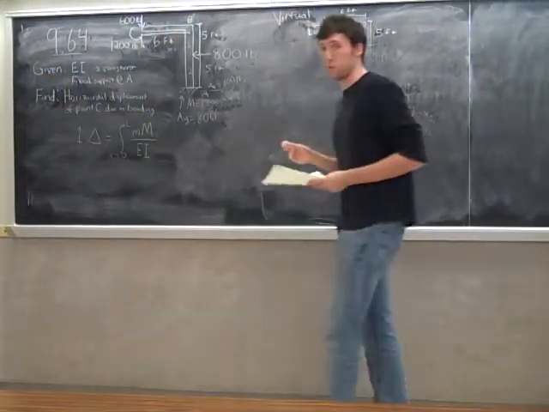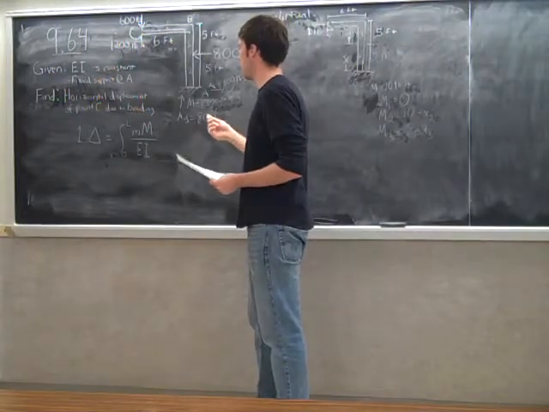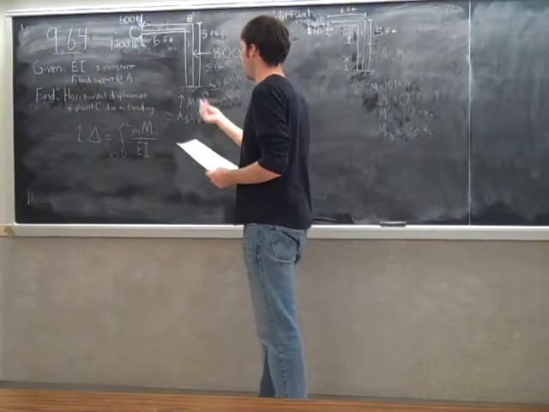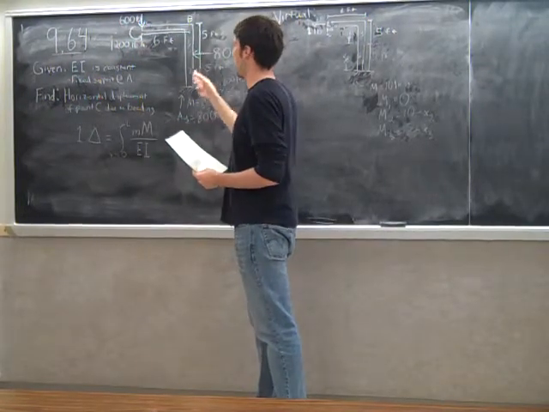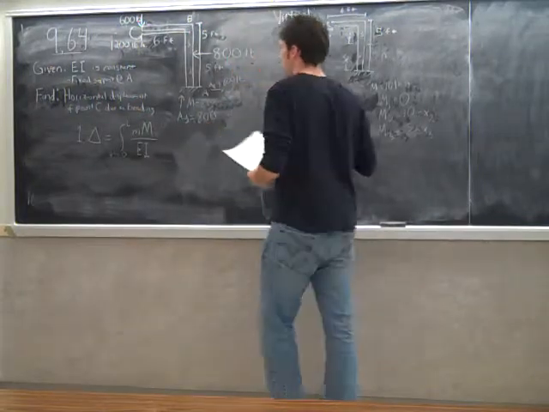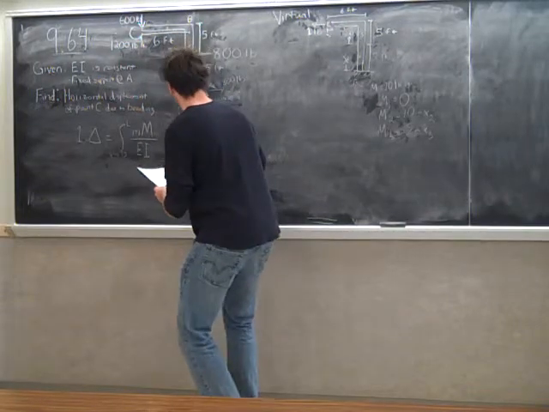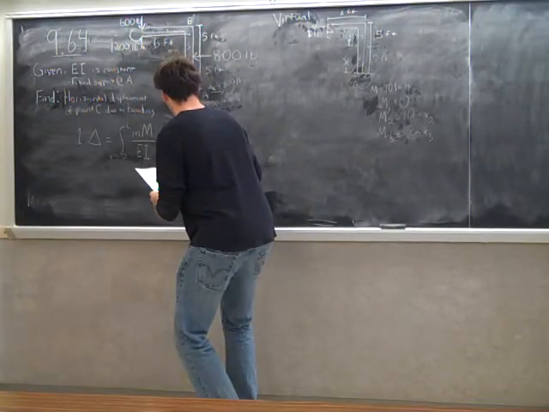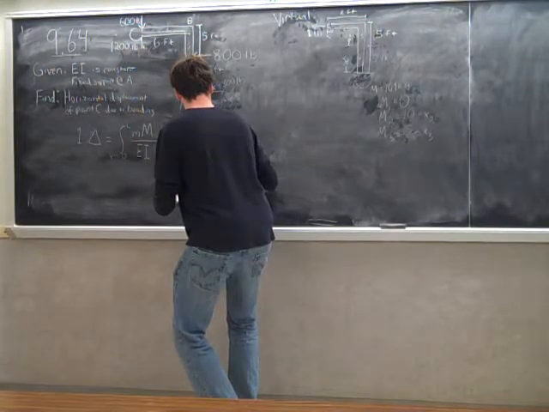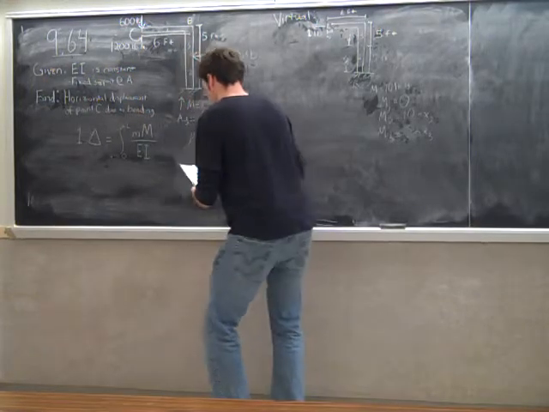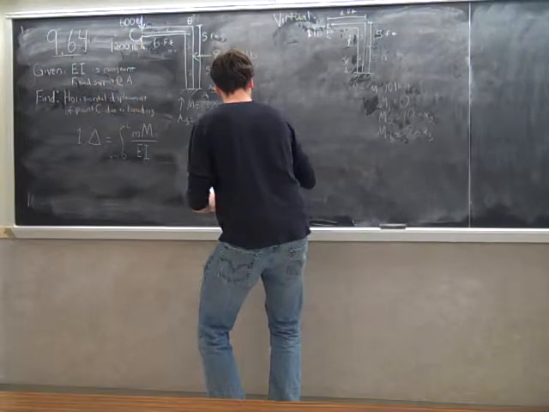Now, like we did with the virtual system, the moments in the real system have to be solved separately from 0 to 5, from 5 to 10, and in the horizontal member. So the internal moment in the horizontal member equals 600x plus 1,200 pound-feet.